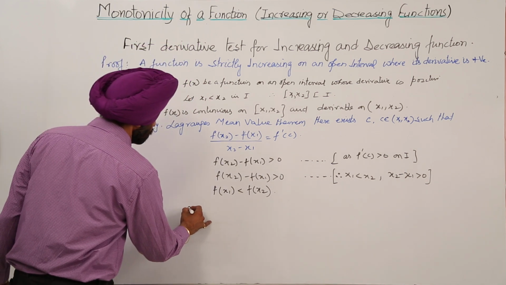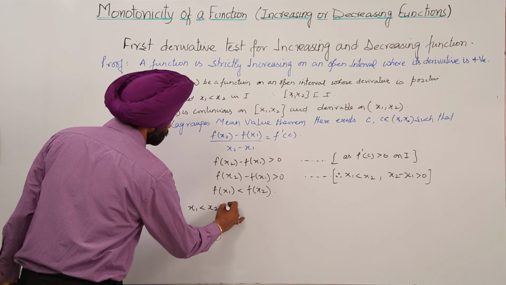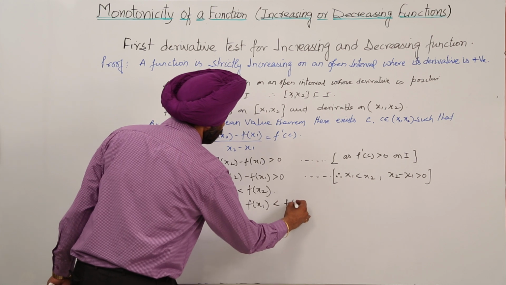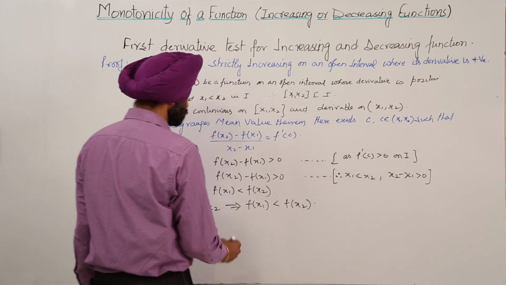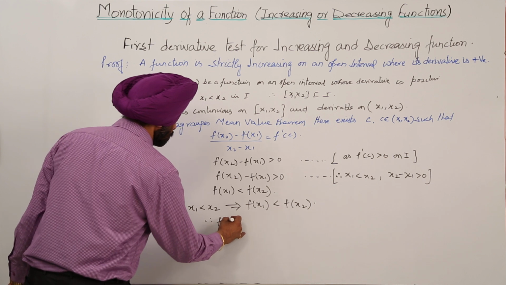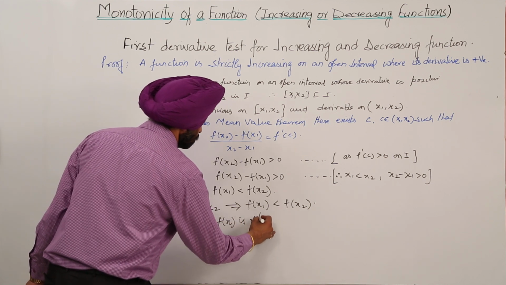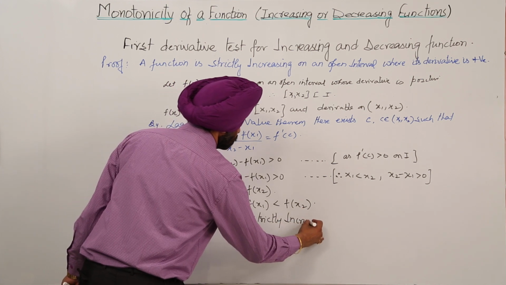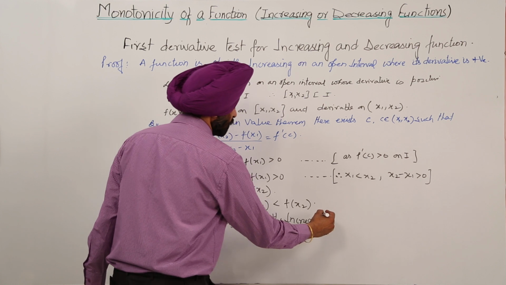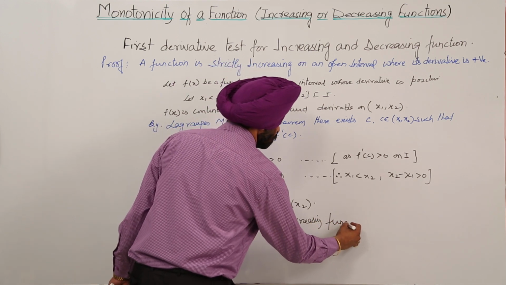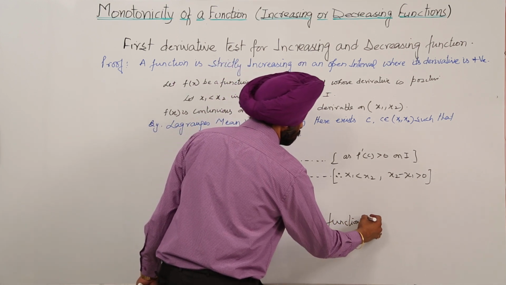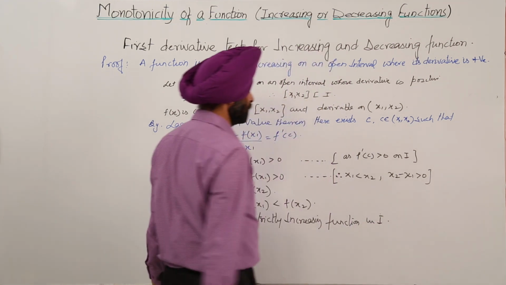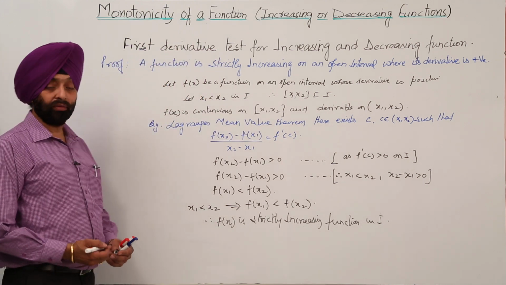Now we can say that x1 is less than x2 implies f(x1) is less than f(x2). Therefore f(x) is a strictly increasing function on I, okay, on I or in I. Okay, so this we have proved.